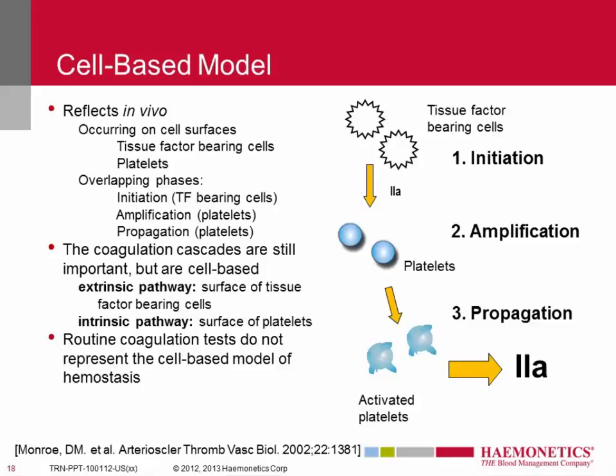The coagulation cascade is still important, but it is cell-based versus plasma-based. And extrinsic, so we're looking at the surface of the tissue factor bearing cells, and the intrinsic pathway, which is the surface of the platelets. So routine coagulation tests do not include these components. So real quickly, here's the initiation or activation. And what happens? Tissue factor is released from the damaged tissue, and oh by the way, other platelets that are aggregated along that damaged tissue.